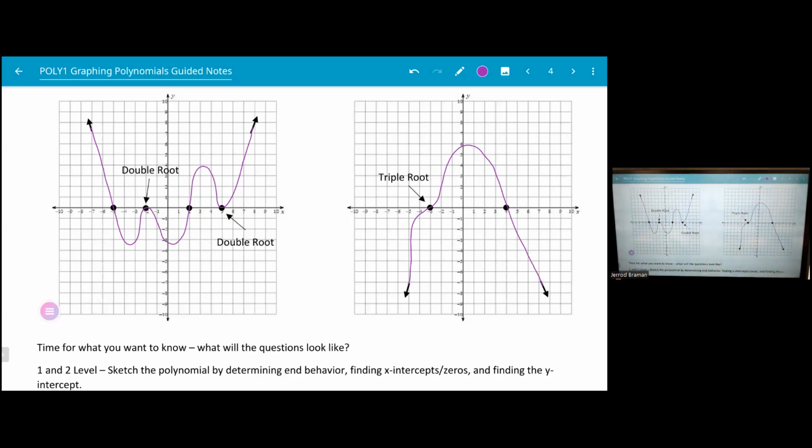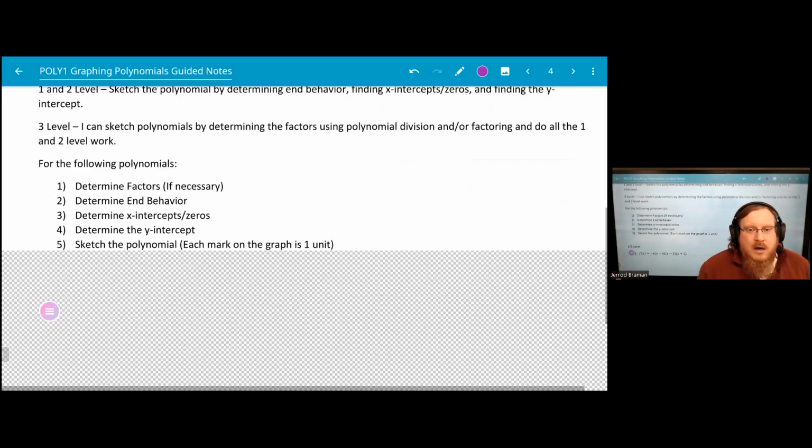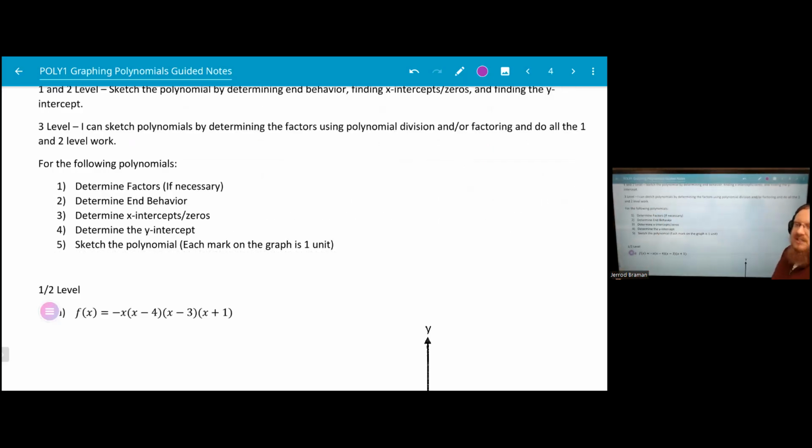Now, here's what you've all been waiting for. What am I actually trying to ask you? Here are some questions. These are some examples. It won't be everything that we do, but this is going to give you a really good start on what 1 and 2 level type questions look like and what 3 level type questions look like as well.